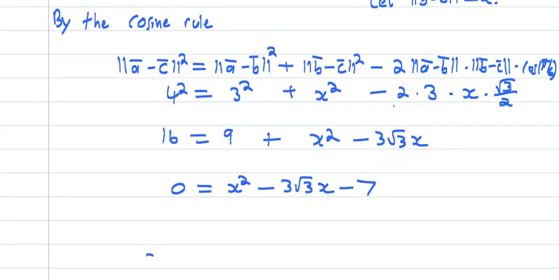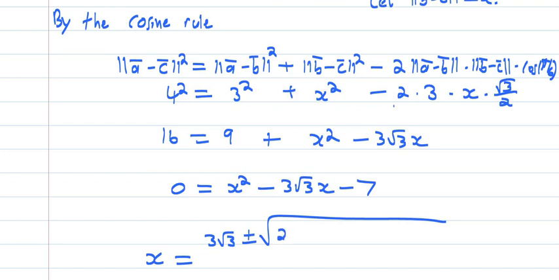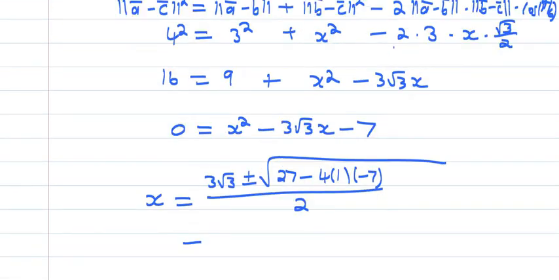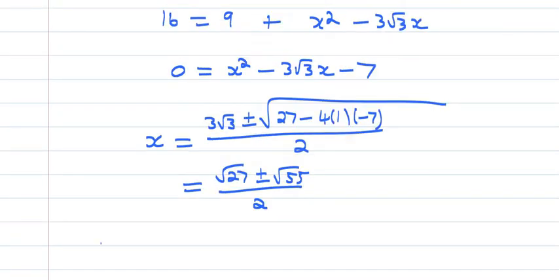So I know that x is equal to minus b plus or minus the square root of b squared, which is 27, minus 4ac, divided by 2a, which is 2. So this becomes square root 27, since 3 is root 9, and root 9 times 3 is square root 27, plus or minus the square root of 27 plus 28, which is square root 55, over 2. I don't have a calculator, so this is my answer.